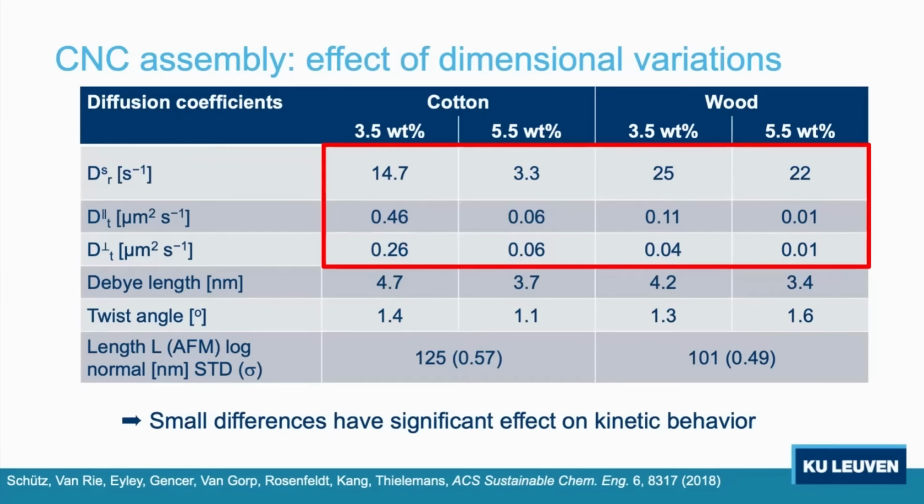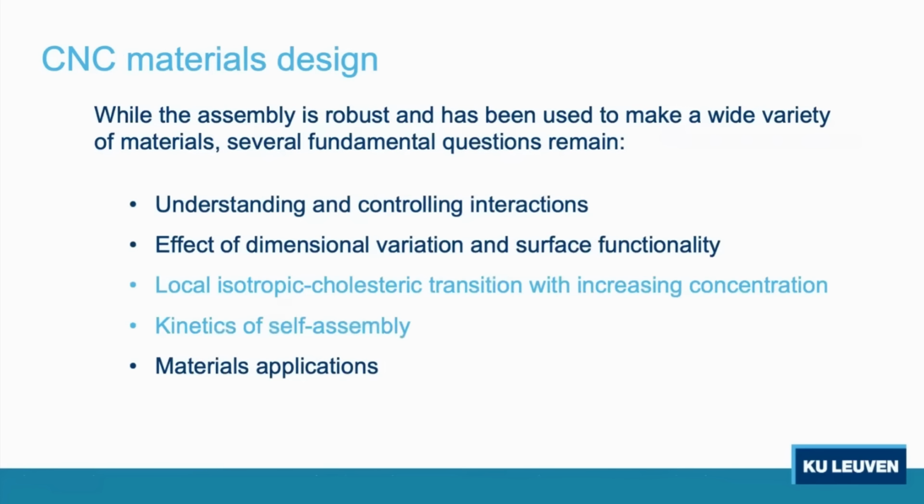So even small differences in the average dimensions of the particles can have a very large effect on how they behave. And we also noticed that even though we make batches from the same CNCs with small differences, the time it takes for them to self-assemble can be very different. Sometimes you have to wait 1 week, sometimes you have to wait 2 or 3 weeks. And that's because of these large effects that you can have.